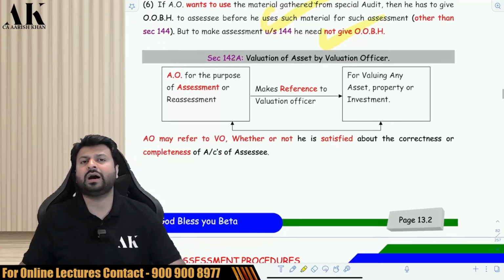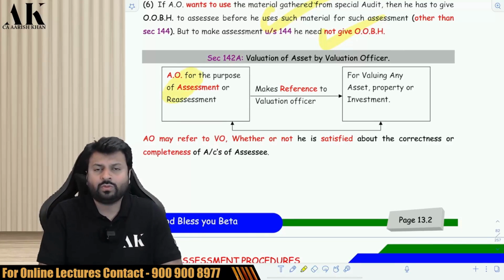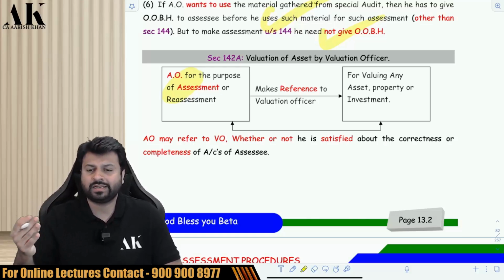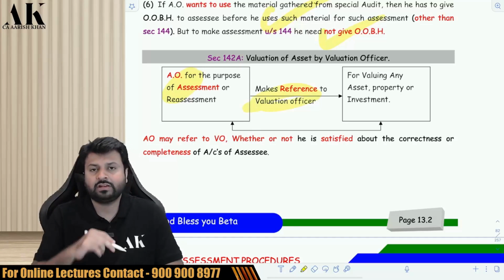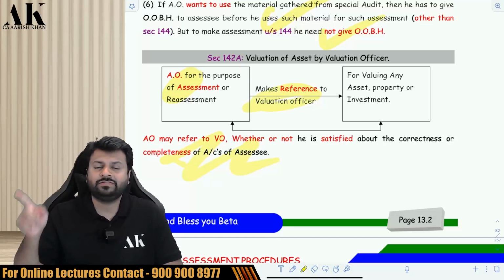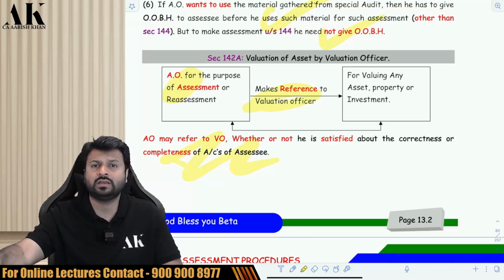Okay. Next power of the assessing officer is the power of valuation officer. If the AO while doing the assessment is of the opinion that there needs to be a valuation of certain assets, certain properties, certain investments, he can make a reference to the valuation officer, whether or not he doubts the correctness of the books of accounts. If he doubts the correctness of the books of accounts, then also he can give the reference to the valuation officer.